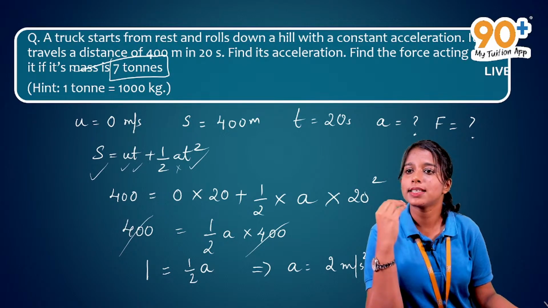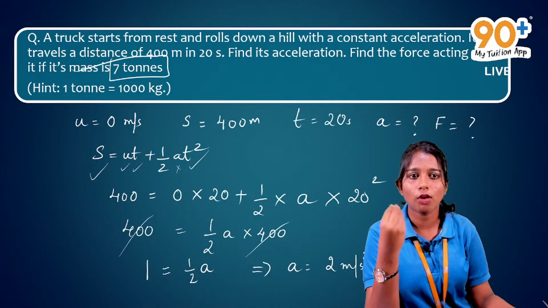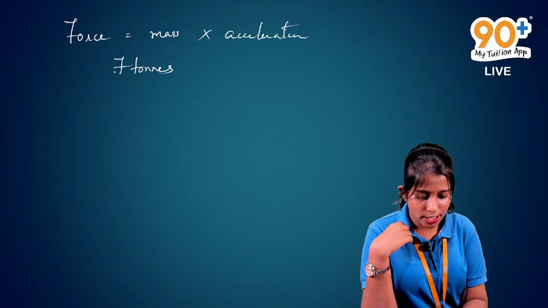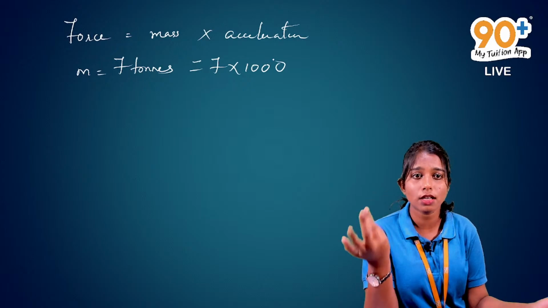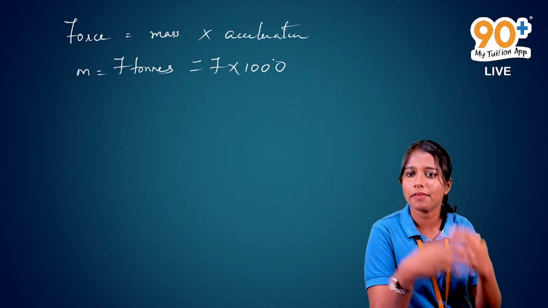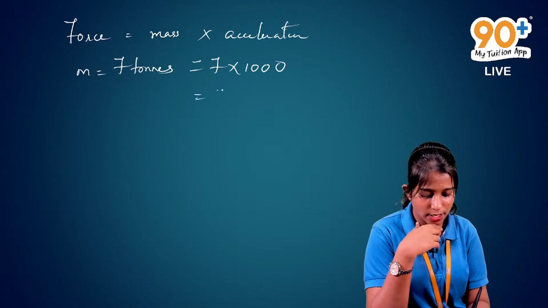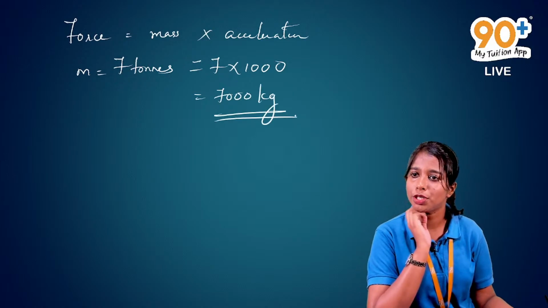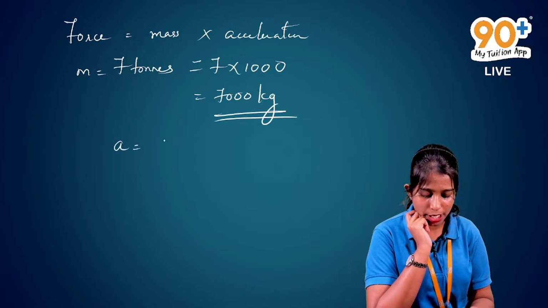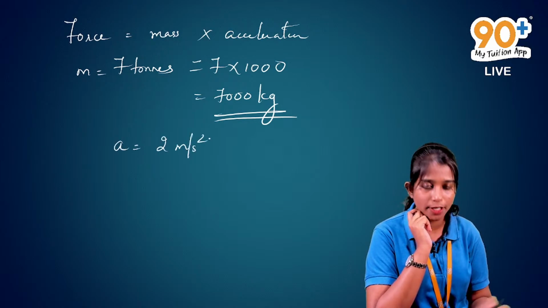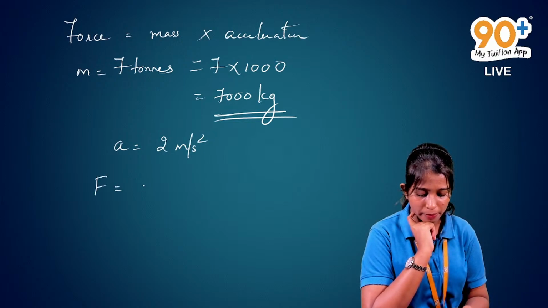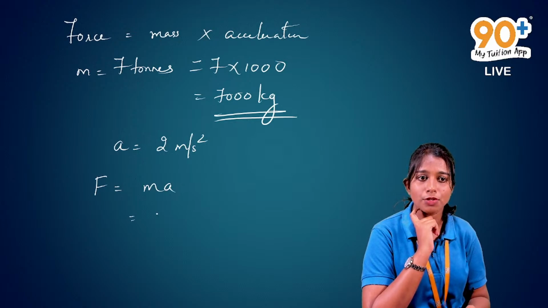Okay, so if it is 7 tons, what is the meaning? 7 tons means what? 7 into 1000, because 1 ton is 1000 kilogram. So 7 tons means 7 into 1000, which is 7000 kilogram. We found the mass. The a we found earlier, it is 2 meter per second square. So we have got mass and acceleration. So F is equal to ma. M is there, a is there. Substitute and tell me the answer.